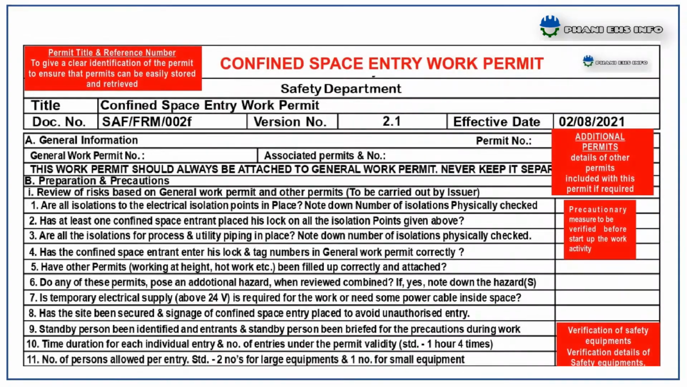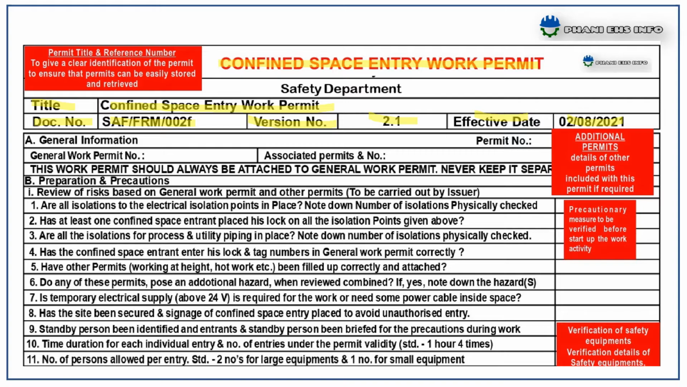This is a confined space entry work permit format. It is very important to know about the contents in this format and how to fill this format without any corrections and confusions. Let me start with the first section. It is about permit title and reference number, to give clear identification of the permit, to ensure that permit can be easily stored and retrieved. This includes document number, version number and effective date.